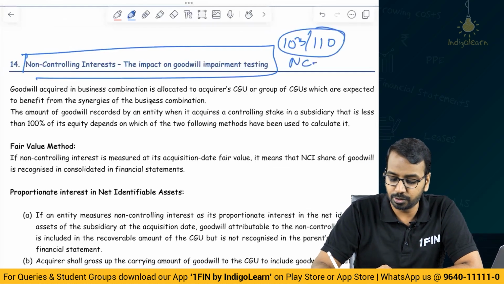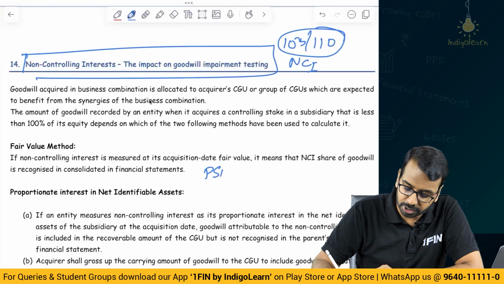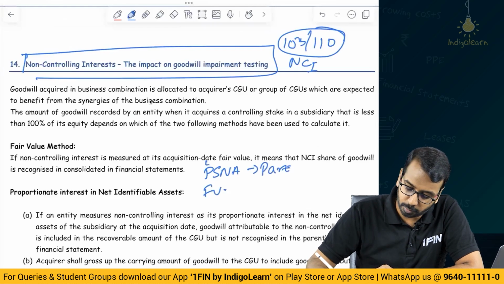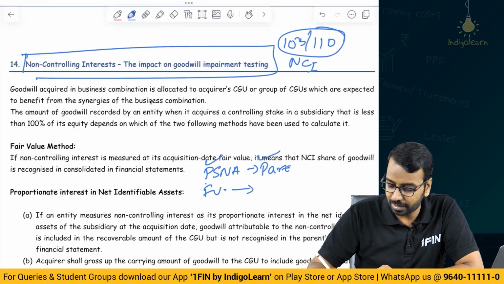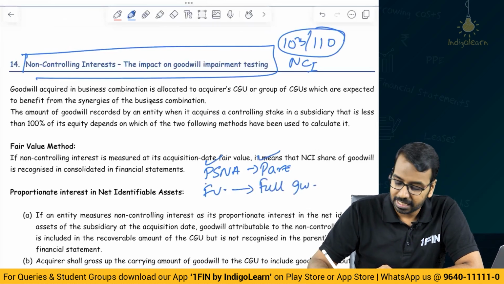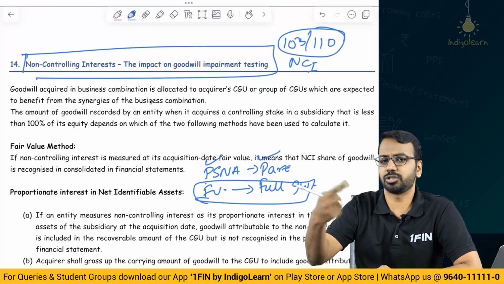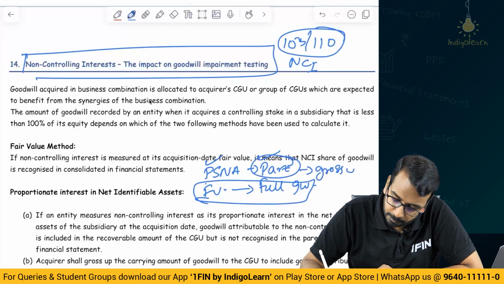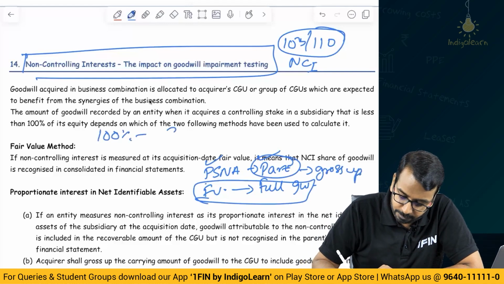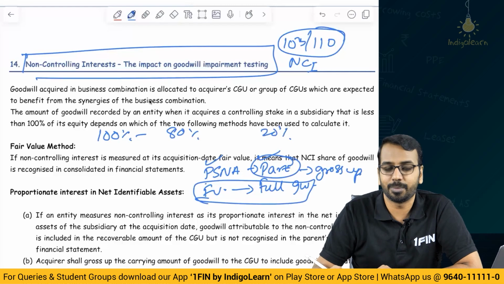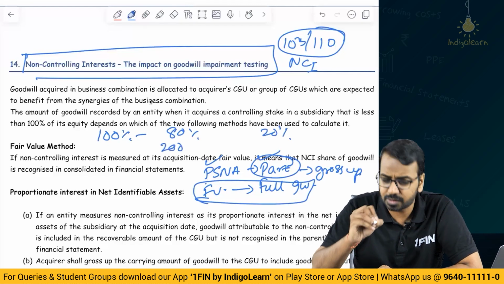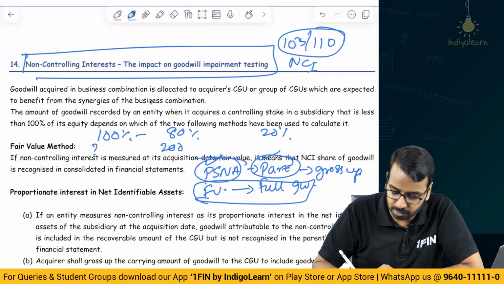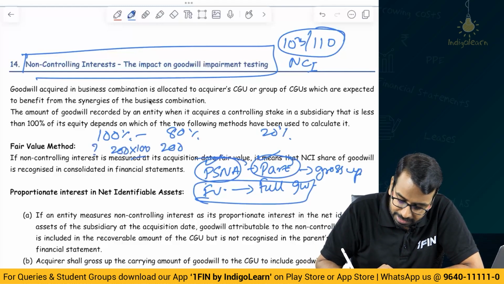Now NCI can be valued using two methods. The simplest way to remember is the proportionate share in net asset method and the fair value method. This is called part goodwill, proportionate share part goodwill. Fair value method is full goodwill. If full goodwill is there, the calculation does not change. Normally whatever you do the calculation, the same thing will happen. If it is part goodwill, you will gross up. So for example, out of 100%, parent has 80%, NCI has 20%. 80% goodwill is, let us say, just for example, 200. If it is proportionate share in net asset, then we will see how much should be 100% goodwill, that is 200 into 100 divided by 80.